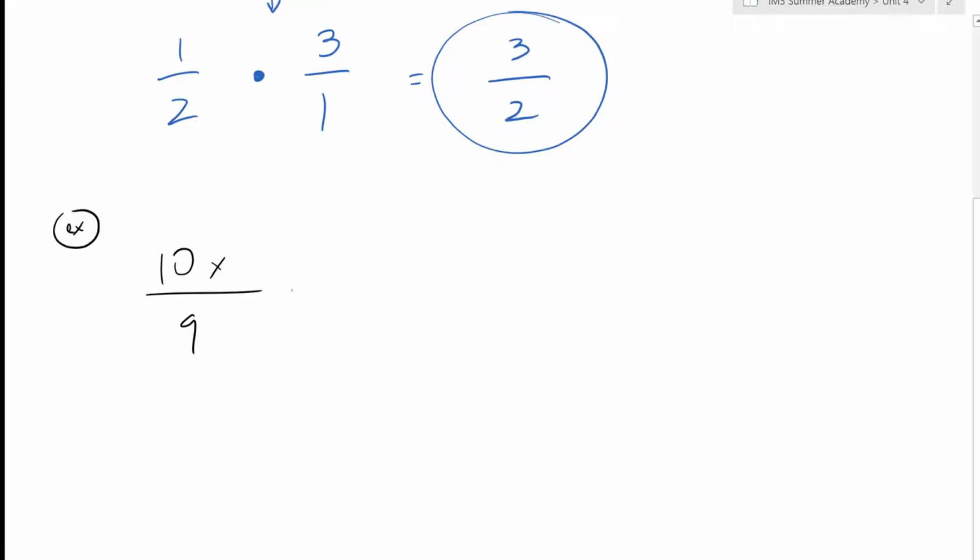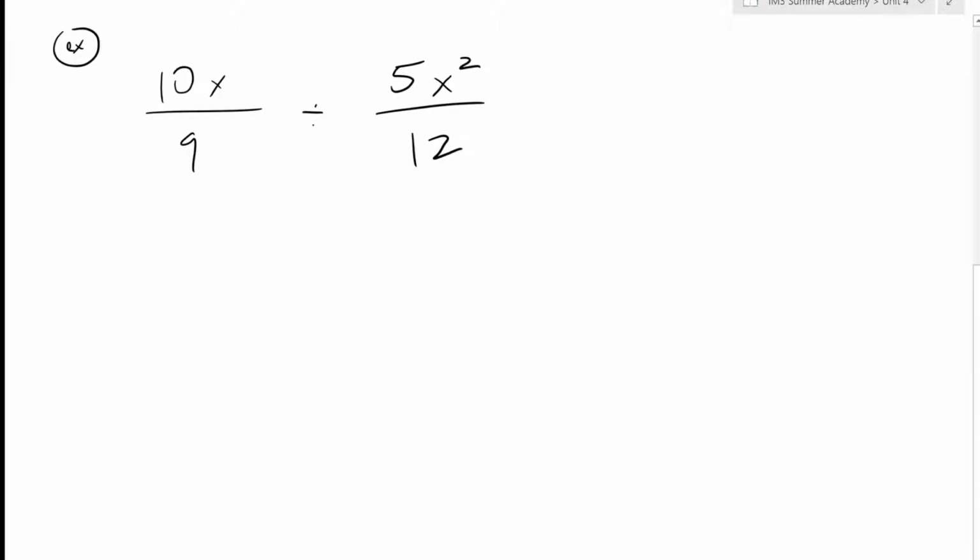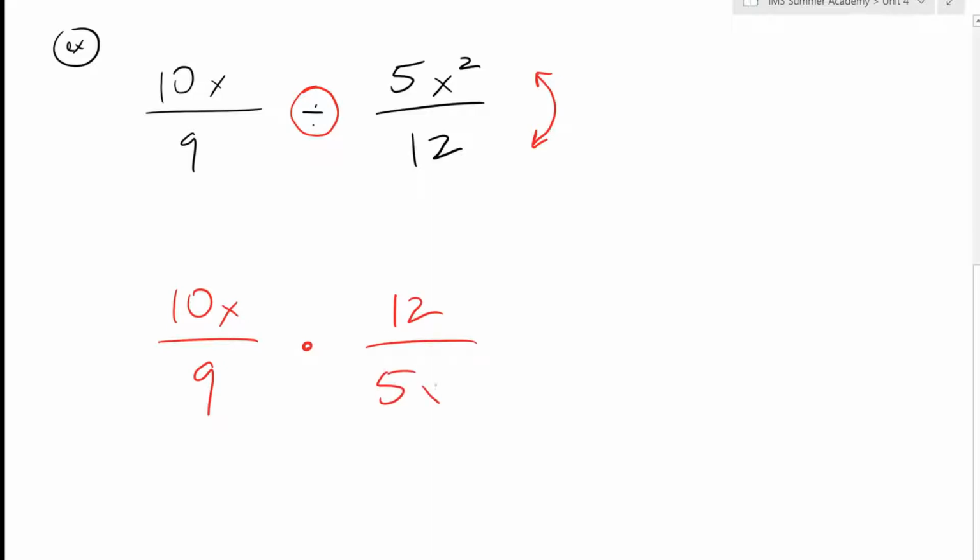So 10x over 9 divided by 5x squared over 12. I notice that it is division. I don't want division, so what I'm going to do is flip the second fraction and write it as multiplication. So keep the first one how it is, and make it multiplying by flipping the second fraction.